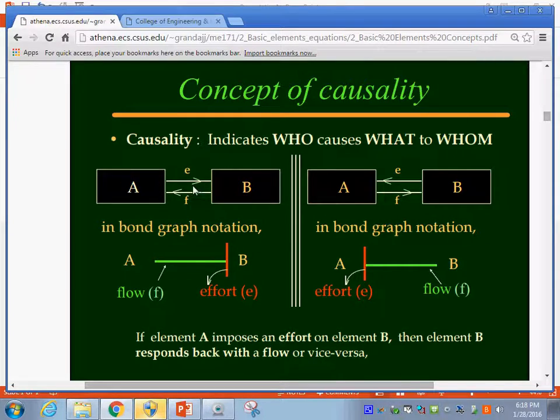This is a block diagram between element of a system A and element of the system B. If A sends a signal to B through this variable E, B responds with a flow. In other words, I have an object, and if I apply a force to the object, the object moves. So the action was the force, the response was the velocity of the object. Do you see my point? Or vice versa, if we specify the velocity, then the force gets generated.